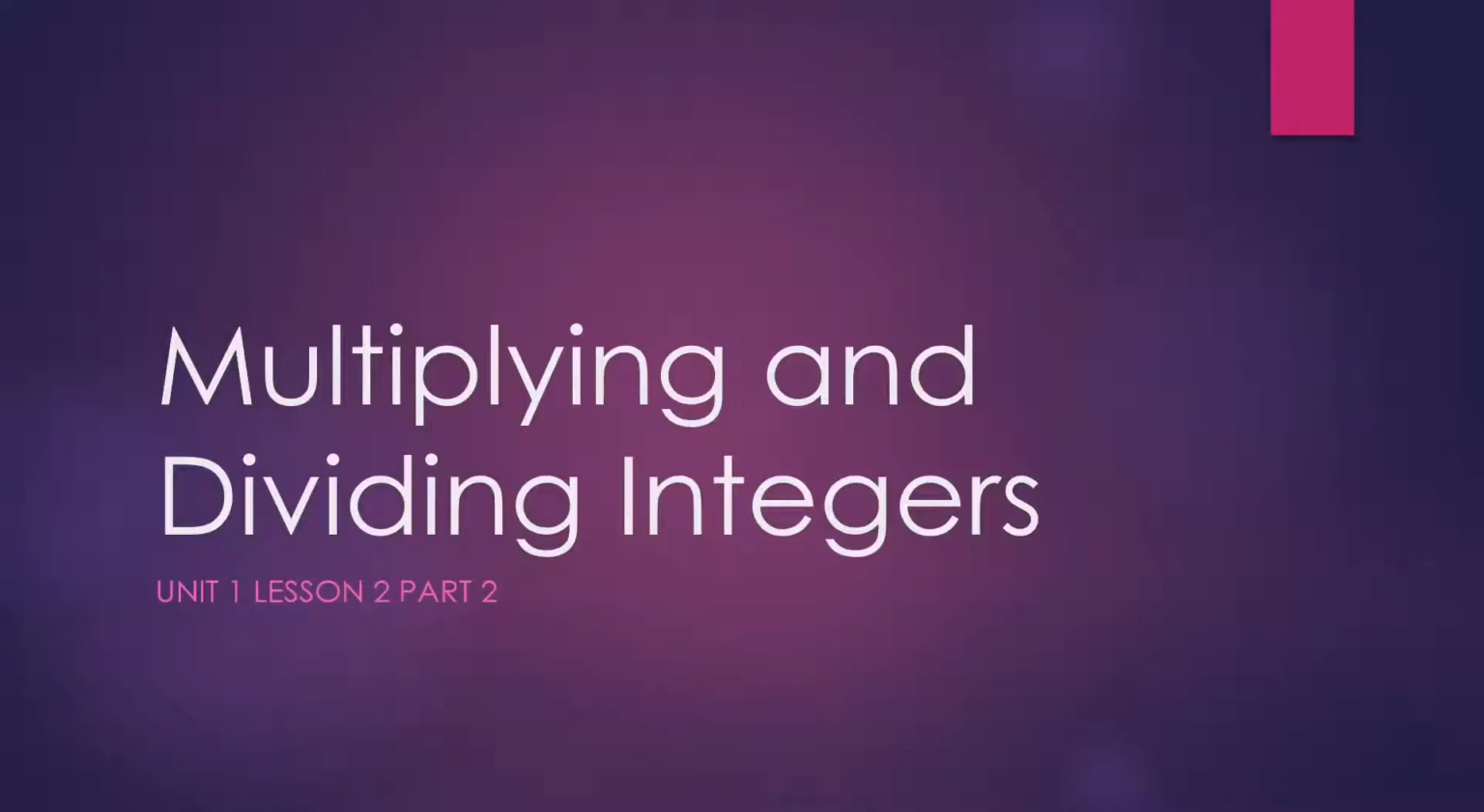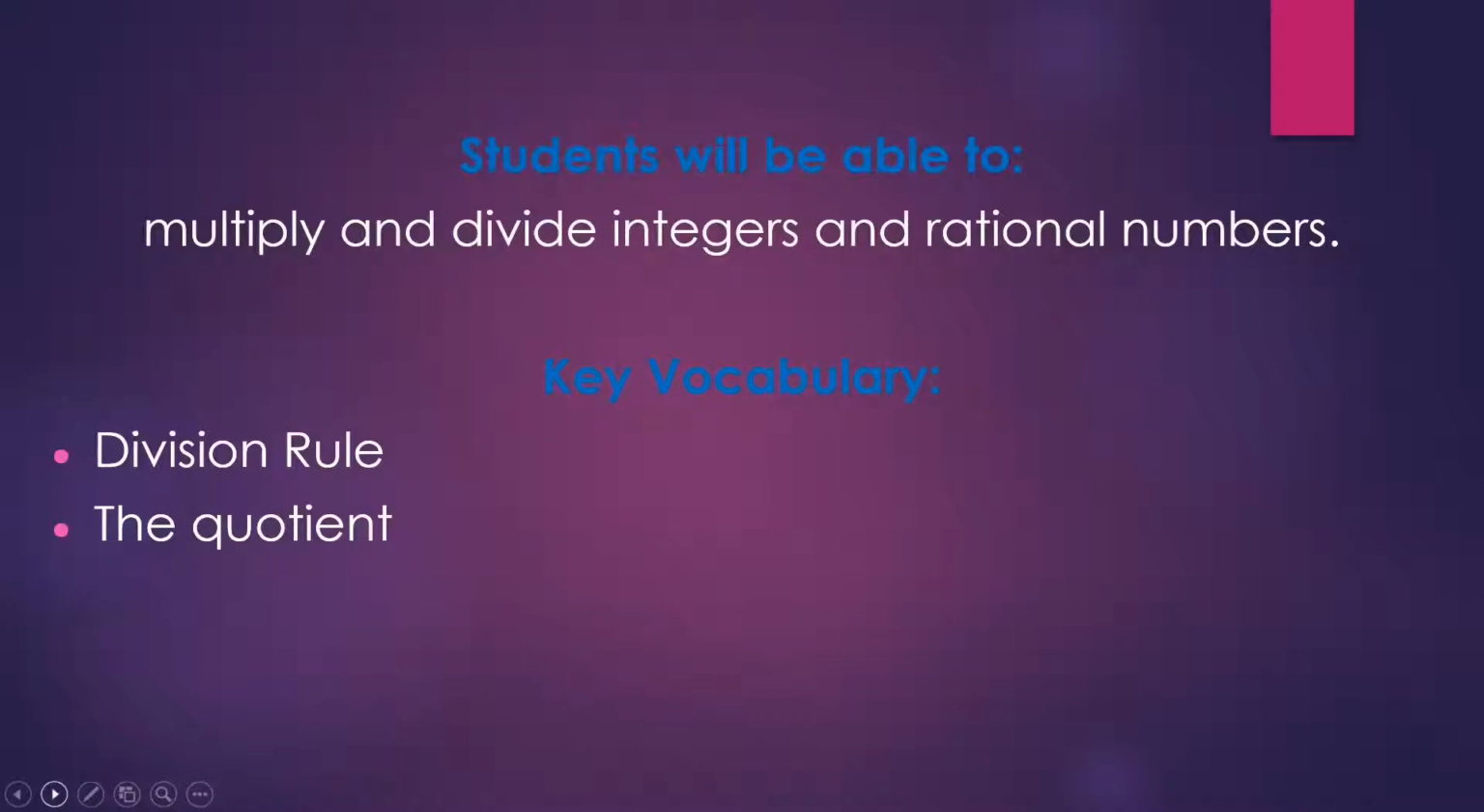Lesson 2. This is now multiplying and dividing of integers. We've already talked about adding and subtracting. Again, this is review. So you'll be able to multiply and divide integers and rational numbers, and we'll go into more detail next week on rational numbers. There is a video posted. But it's important to understand that these rules are different than adding and subtracting. Multiplying and dividing have their own set of rules.